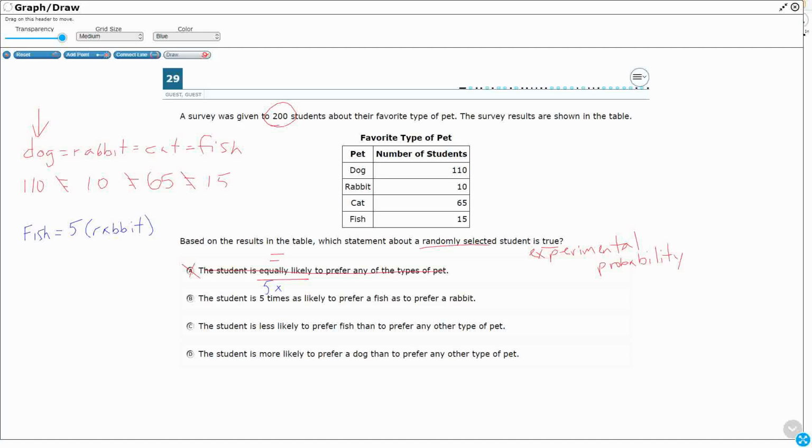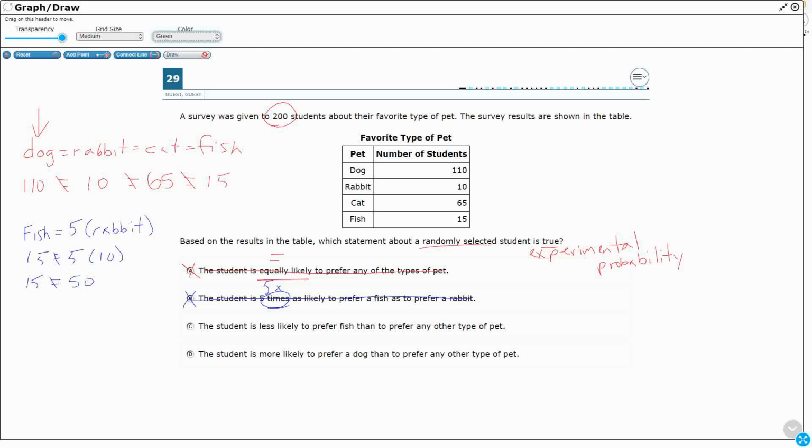So the fish is 15. The rabbit is 10. Well, that would work if I were to add these two, but as you can see, 5 times is a multiplicative relationship. So that's not going to work because 15 does not equal 50. If it was 5 more, we might have a conversation, but that's not going to work. Okay. No for B. Let's check C.